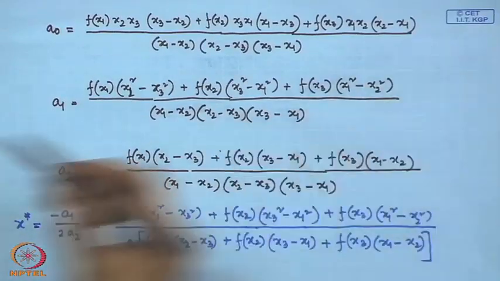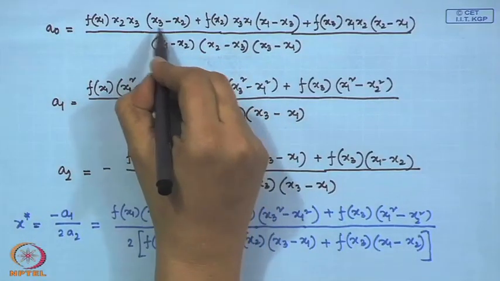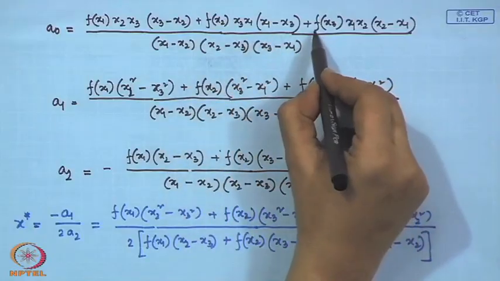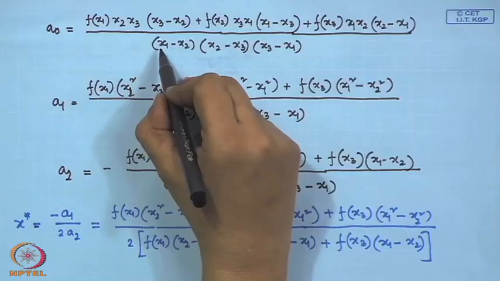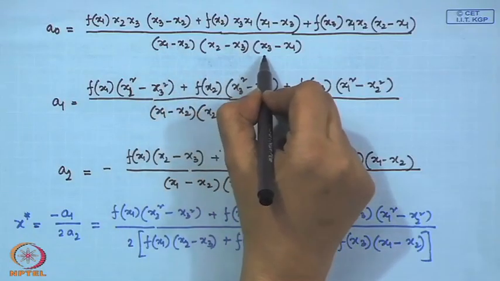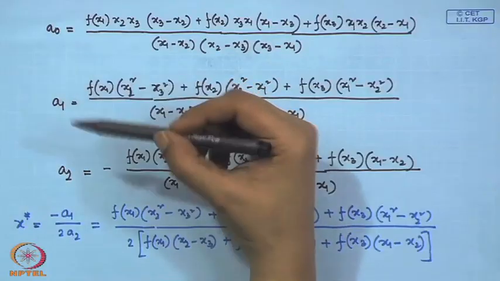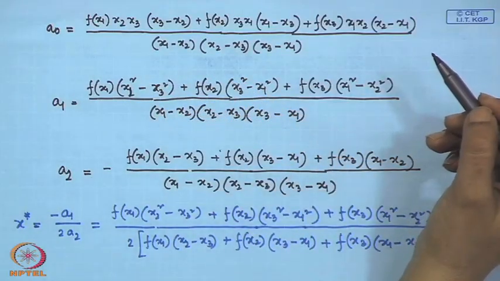Just after some simplification we get A0 is equal to f(x1) x2 x3 into (x3 minus x2) plus f(x2) x3 x1 into (x1 minus x3) plus f(x3) x1 x2 into (x2 minus x1), divided by (x1 minus x2) into (x2 minus x3) into (x3 minus x1). And in this way we will get the values for A0, A1 and A2. Once we get the values for A0, A1 and A2, that means we are getting the corresponding second degree polynomial and we can construct p(x).